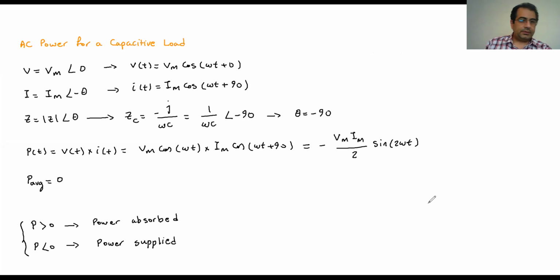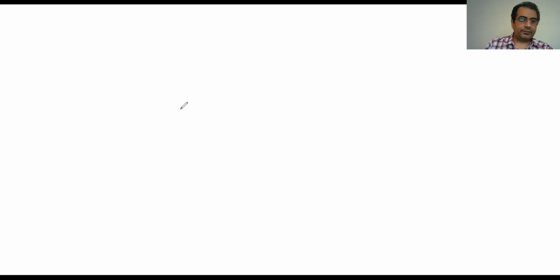Now let's look at what happens if we have the general case. Up to this point, we assumed we have only resistance, only capacitance, or only inductance. So let's see what would happen if we have general cases, where a combination of any of these can be present in the system. So the AC power for a general load can be a combination of the resistance, capacitance, or inductance.